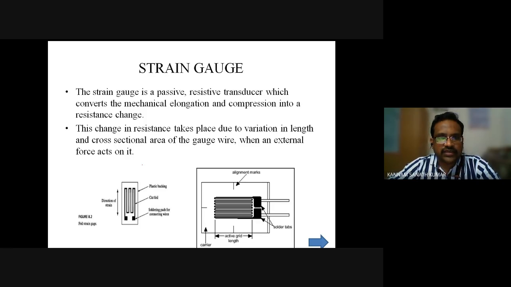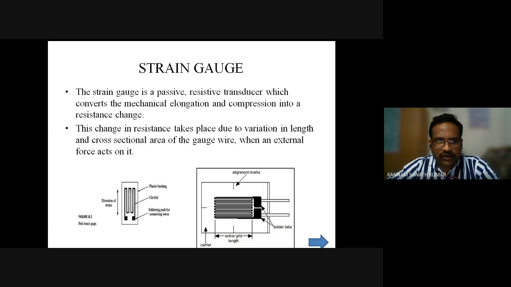This strain gauge is a passive or resistive transducer which converts mechanical elongation or compression into resistance change. So the change in resistance is the output of the resistive strain gauge.